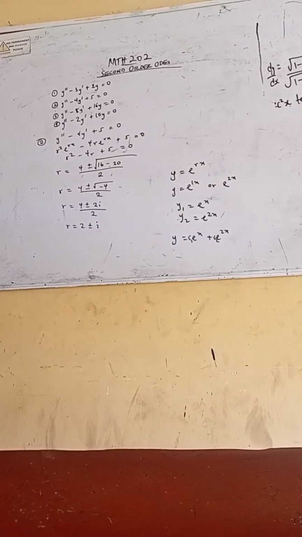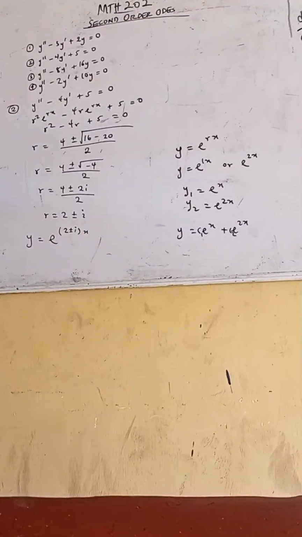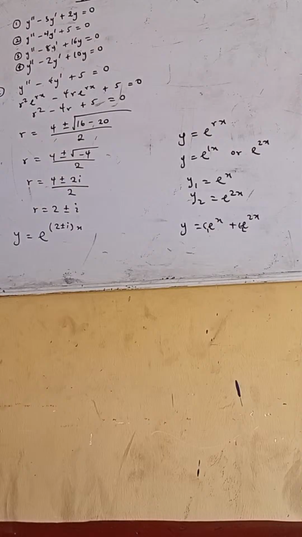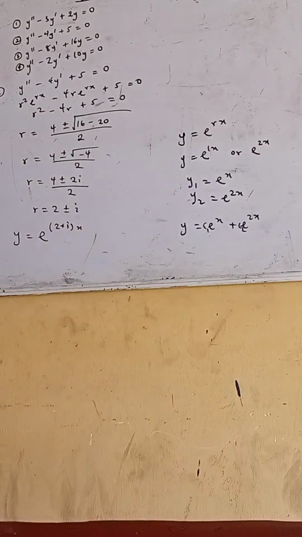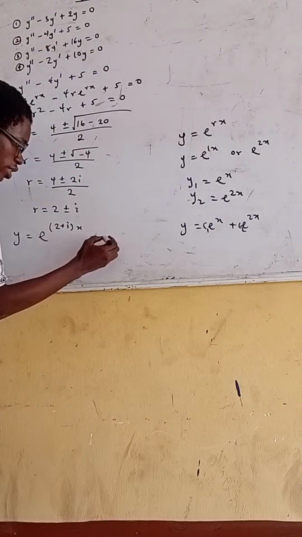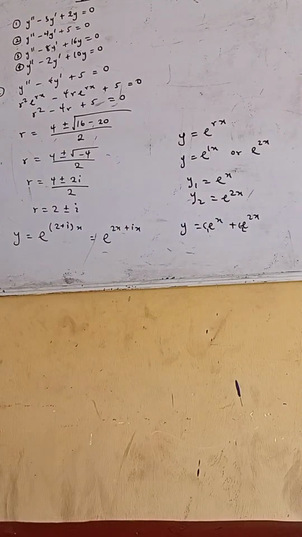So it means our y equals e raised to power (2 plus or minus i)x. We basically don't need the plus or minus. All we need is the plus. We can use the minus, but it will still yield the same result. So this is e raised to power 2x plus ix. What are we going to do? This is indices, so I can separate this and say e raised to power 2x times e raised to power ix.